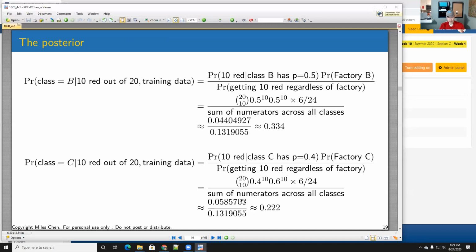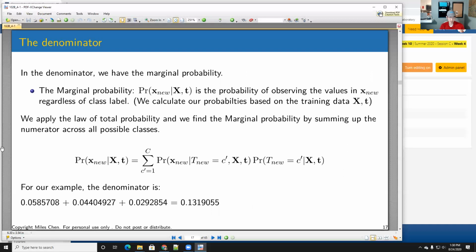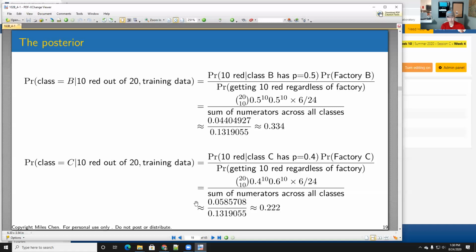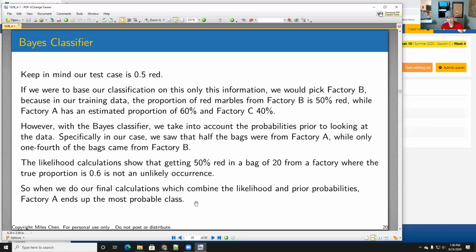So when you take each of these numbers and you divide by the denominator, which is the sum of the numerators, you're going to get 3 numbers that add up to 100%. Our test case is 50% red. If we were to base our classification only on the fact that it was 50% red, we would have picked factory B. But with the Bayes classifier, we take into account the prior probabilities, where there were more bags from factory A than from factory B or C.